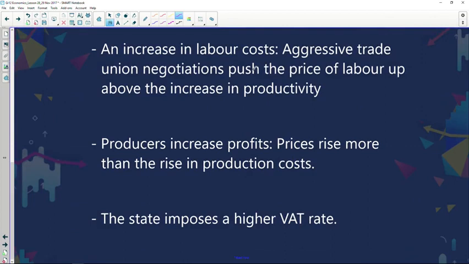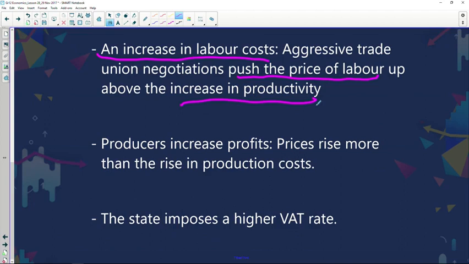Also, an increase in labor costs has contributed significantly in this regard. Aggressive trade union negotiations push the price of labor up above the increase in the productivity. We know the negotiations, when the union says, tools down, we're not going to work. We know the losses that the business often incurs as a result of that.